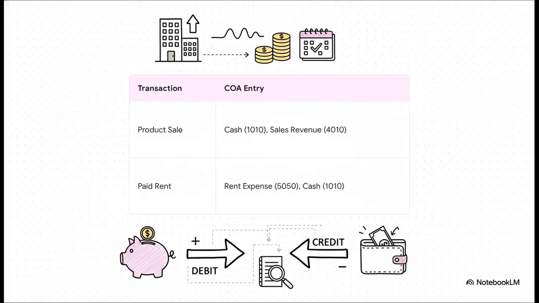All right, let's walk through a quick scenario to see this in action, and this is where we hit that fundamental principle of double entry accounting. For every single transaction, there has to be at least 1 debit and 1 credit, and the total of the debits must equal the total of the credits.